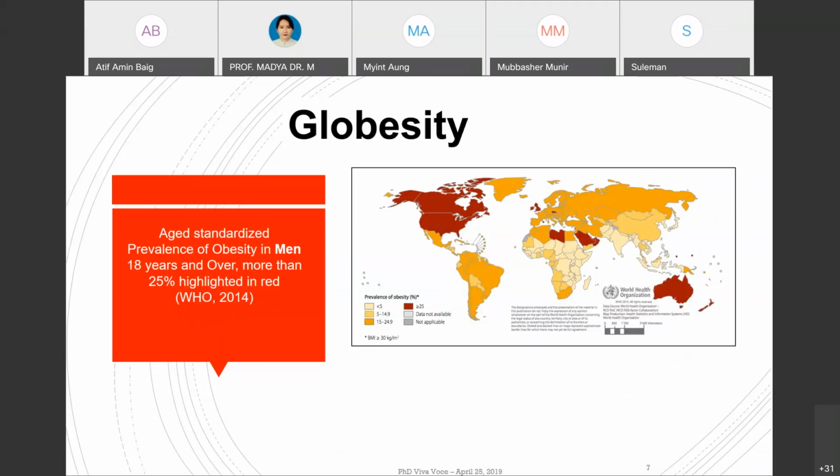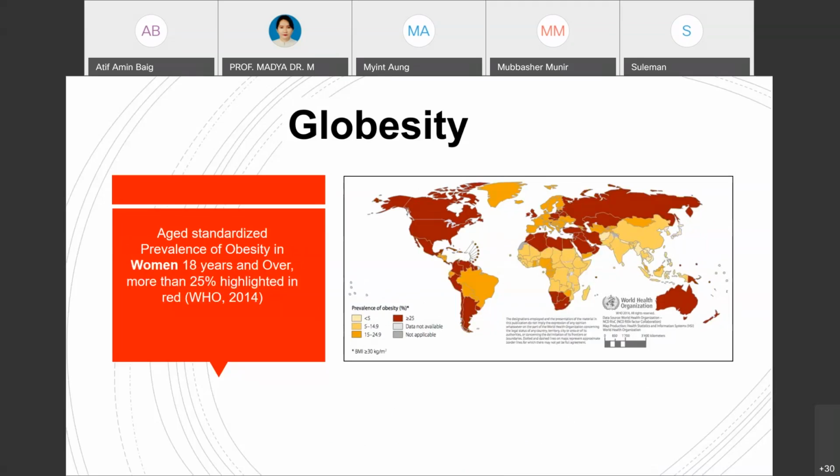So it has been shown by WHO in 2014 that the prevalence of obesity in men is more than 25% all over the world. The next map is already out, but I was unable to access it last night, so I didn't put the slide here. According to that map, now it's 31%. It's getting very high now. Looking into the prevalence of obesity in women, it is also nearly 25% plus.